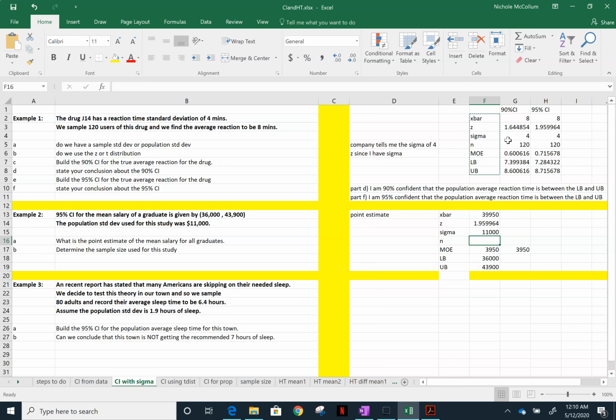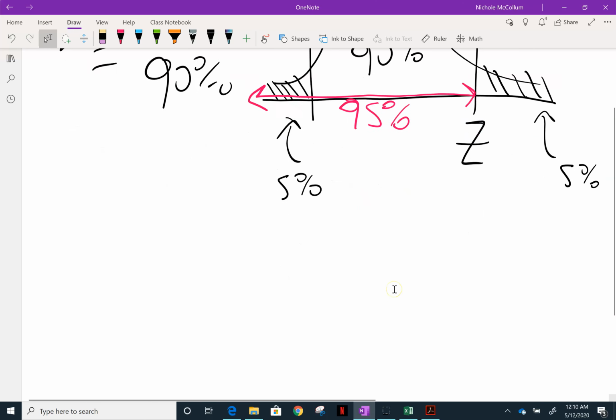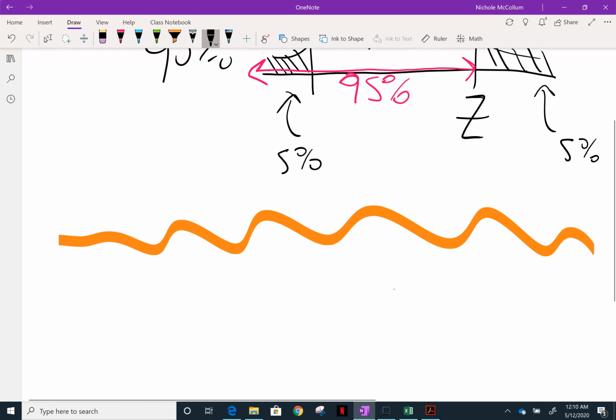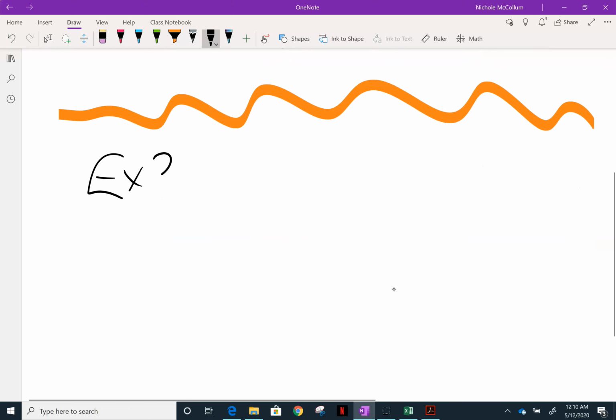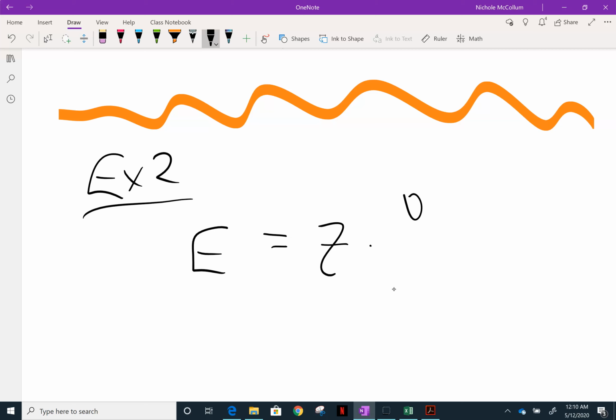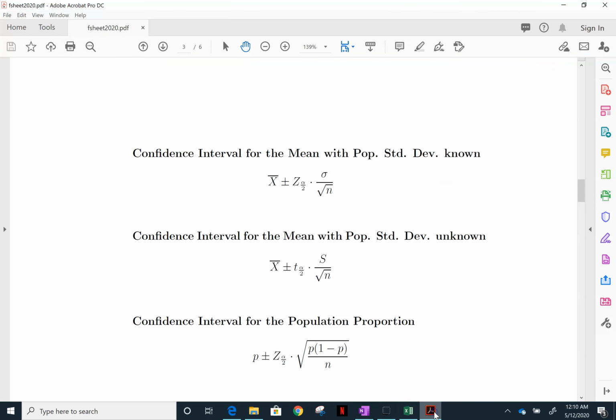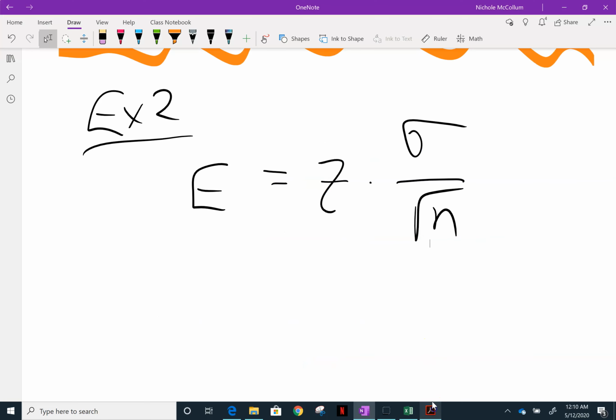How would I find n? Well, let's think about this. For example 2, I know the margin of error is z times sigma over radical n. How do I know this formula? Because I've been preaching it for 20 minutes now. That is, the error is always the back end. The error is z times sigma over radical n.